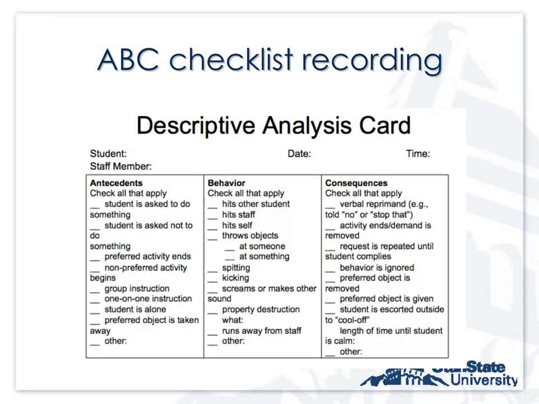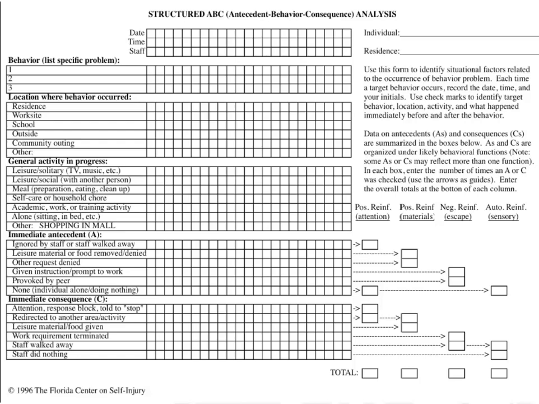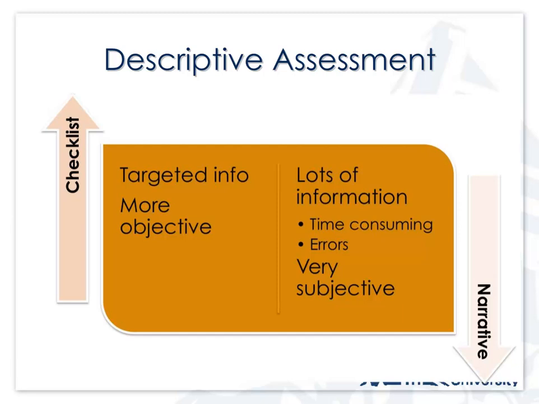ABC checklists can vary in terms of complexity depending on the types of conditions that an individual is exposed to. Each antecedent and consequence defined on the ABC checklist can be categorized to the type of function they serve. For example, presenting a demand and removing a demand are both antecedents and consequences that are typically associated with escape from an activity. ABC checklists allow observers to target specific information about what happens before and after problem behavior. They also allow for more objective information than narrative. Narrative recording is typically more time-consuming and can lead to errors in interpretation.